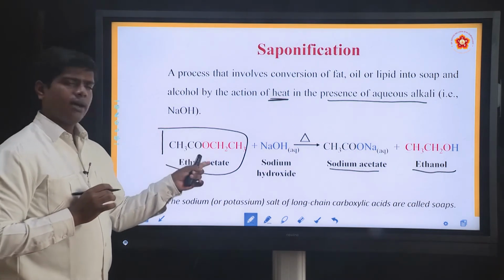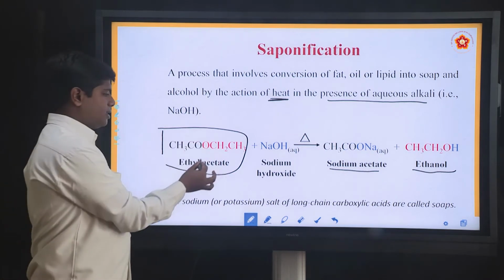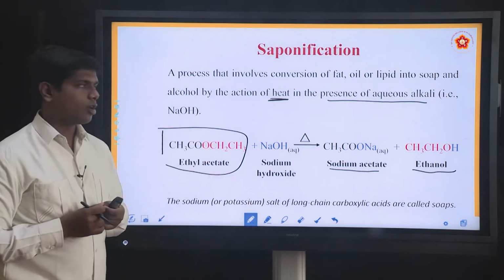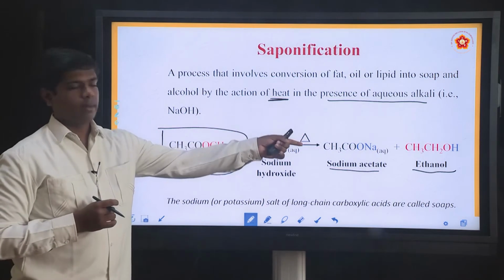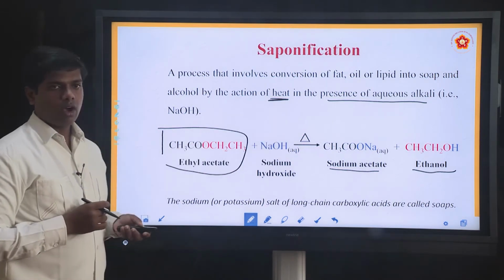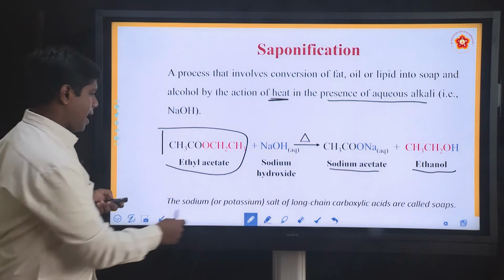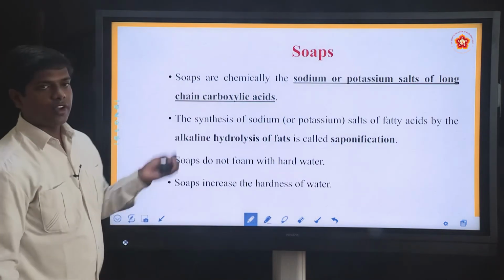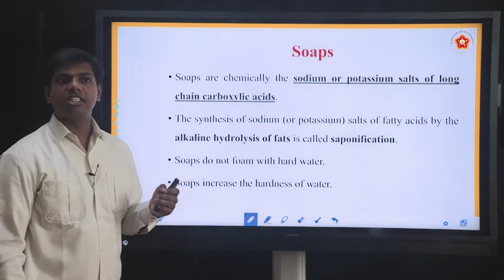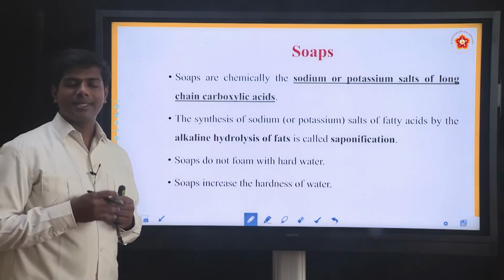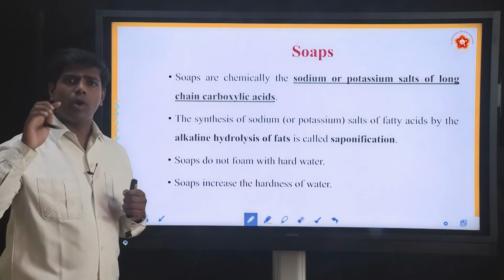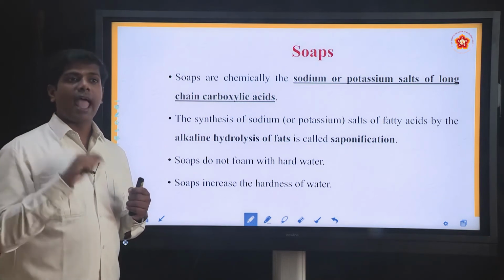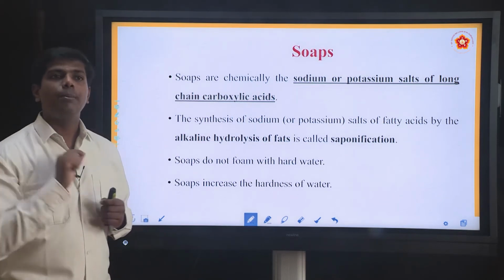We know this is the esterification product, that is ethyl acetate, reacts with sodium hydroxide, it forms sodium acetate and ethanol. Next, we are going to discuss about soaps. Last part of this chapter is soaps and detergents. Very important for your exam purpose, because the action or mechanism of a soap is very important.